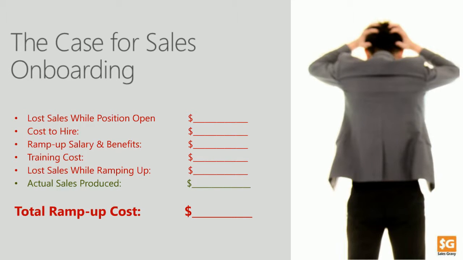What's the cost of hiring the person? From entry level, it's somewhere around $3,500 to hire. For more senior level salespeople, you're looking at anywhere from $10,000 to $25,000 to recruit and hire that person. What's the cost of the salary and the benefits while they're ramping up? While they're not productive, while they're onboarding, how much are you spending there? What's the training cost, the cost of teaching them in terms of both soft and real cost?